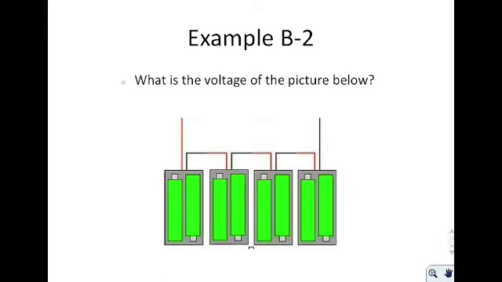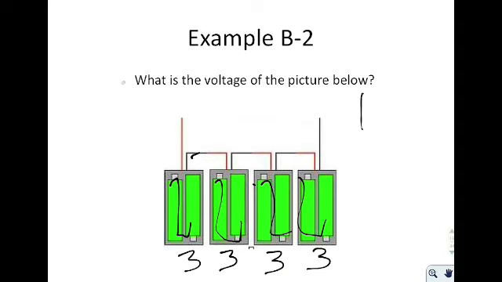It says, what is the voltage of this picture? Once again, you see these are oppositely charged, and then it goes to here, and these are opposite, and these are opposite, and these are opposite. Each one is 1.5, so I'm getting 3 volts here, 3 volts here, 3 volts here, and 3 volts here, for a total of 12 volts.